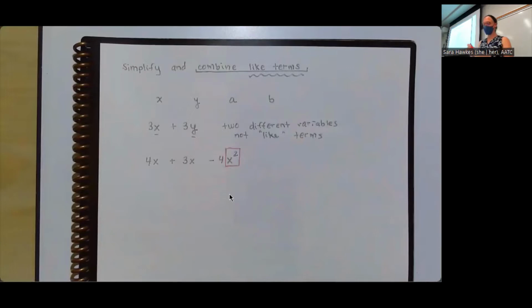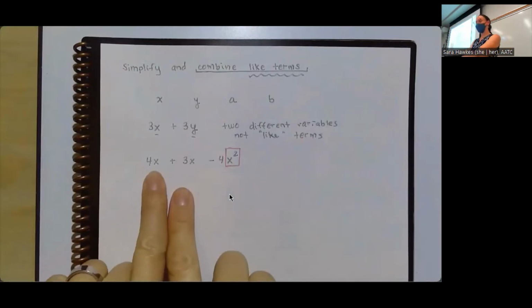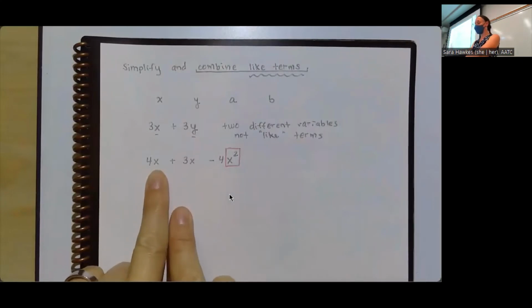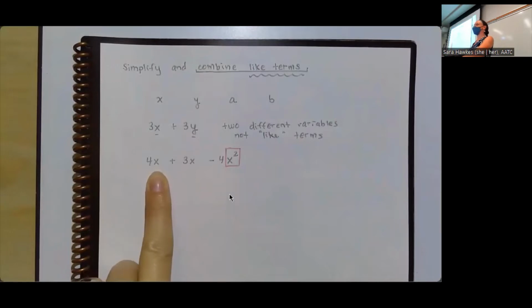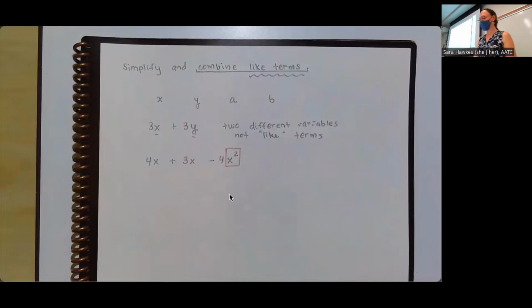Now, if I'm following PEMDAS, that next thing on there would be multiplication. I do have multiplication here. This says 4 times the value of x. But again, if I don't know what the value of x is, that's as simplified as it gets. So there isn't any multiplication that I can simplify. So I've got to move on to my addition and subtraction stuff.